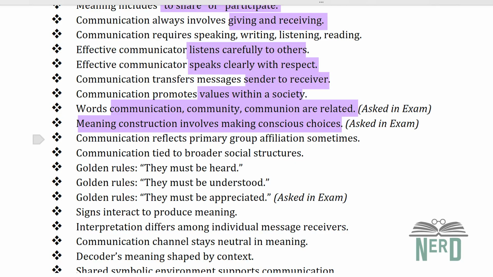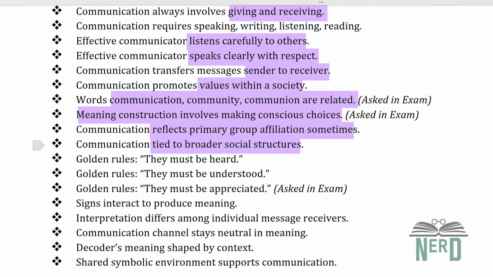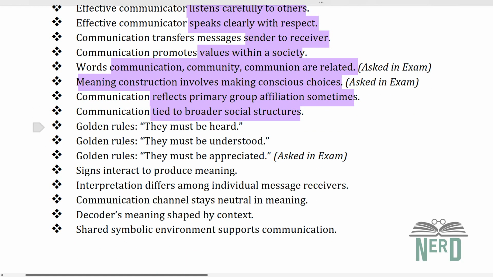Some scholars say that communication reflects a person's primary group identity. Others argue that we should always understand communication within the larger social structure. To make communication effective, experts suggest 3 golden rules. You must be heard, you must be understood, and you must be appreciated. These principles also appear in exam from time to time.